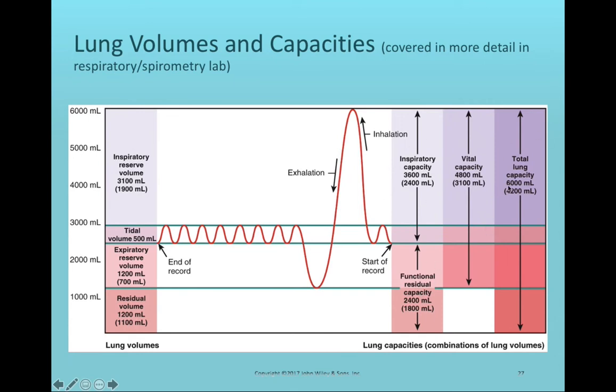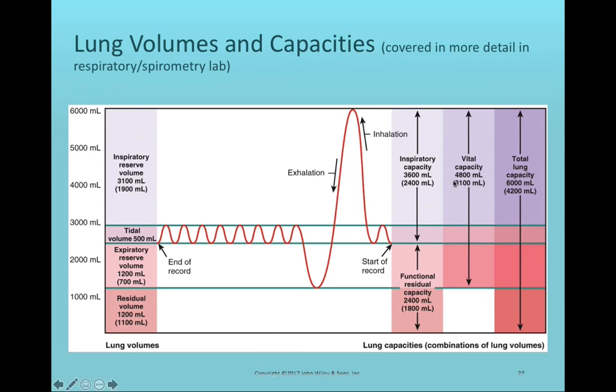our total lung capacity. The total lung capacity refers to the maximum volume that can fit in the lungs at any given time. We can also calculate the total lung capacity by adding up all 4 of our lung volumes. If we do this, we should see around 6 liters of air in males and 4,200 milliliters of air in females. We abbreviate the total lung capacity as TLC.